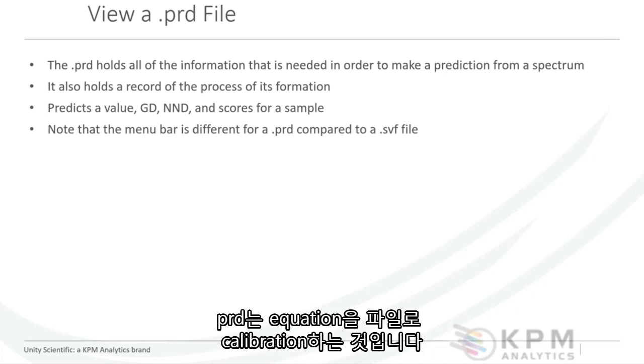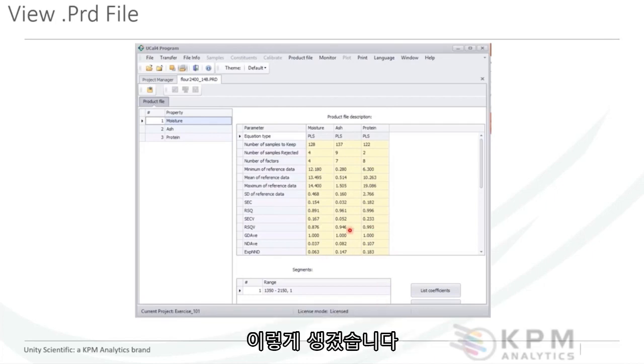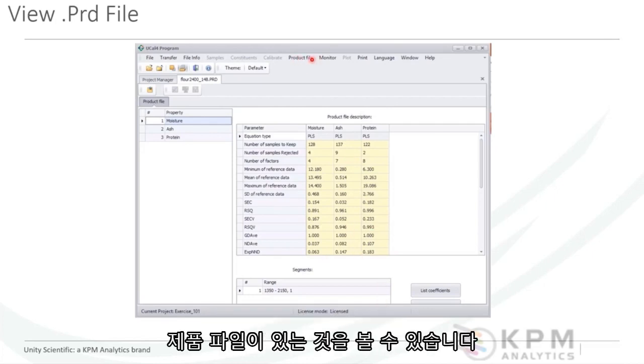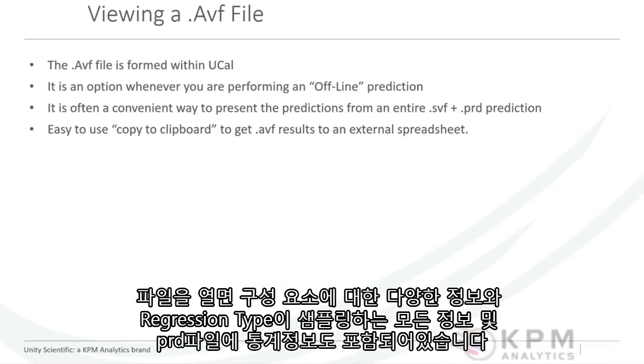You can also view a PRD. If you recall, that's a calibration or an equation file. And when you open up a PRD, it looks like this. You can see that you've now got a product file that's opened. You've got various columns for the constituents and all of the information, the regression type, samples included, all sorts of calibration statistics included in your PRD file.